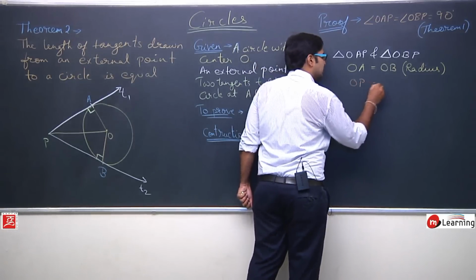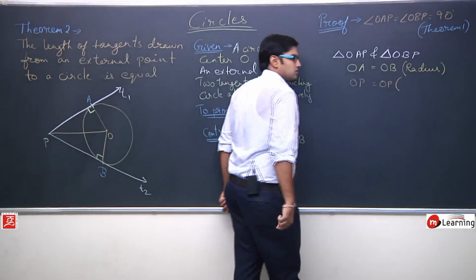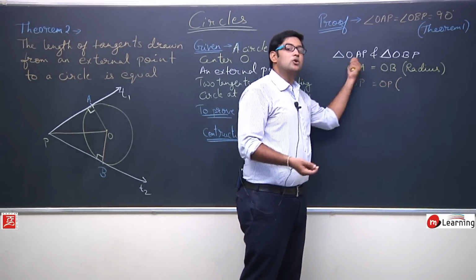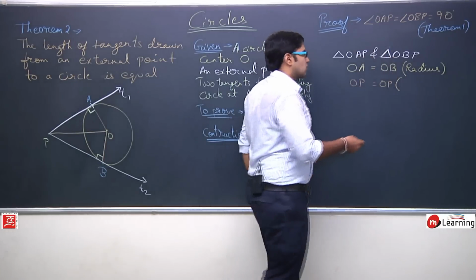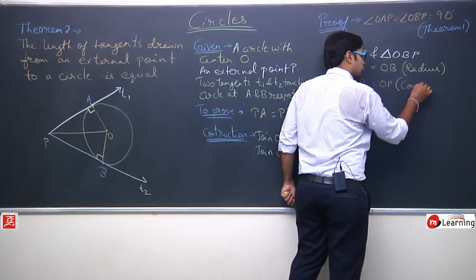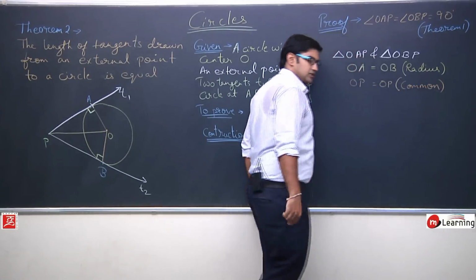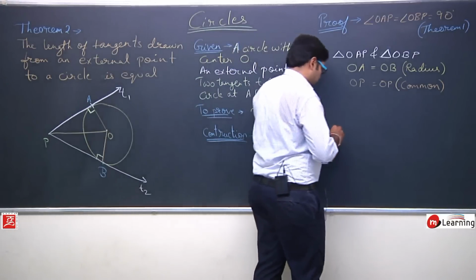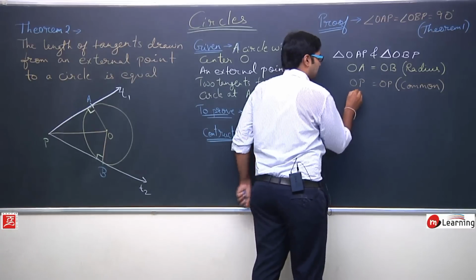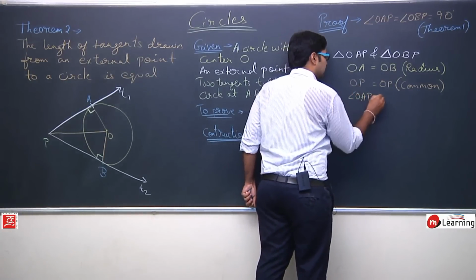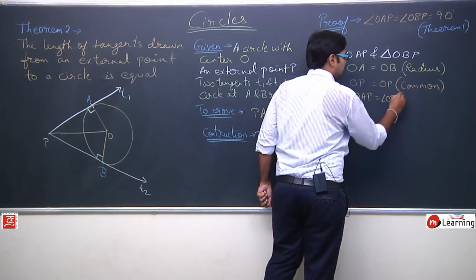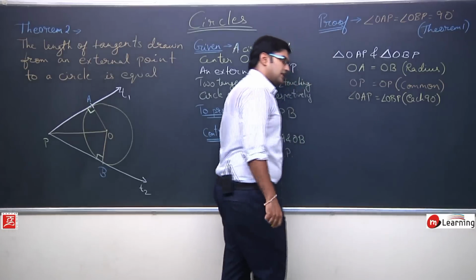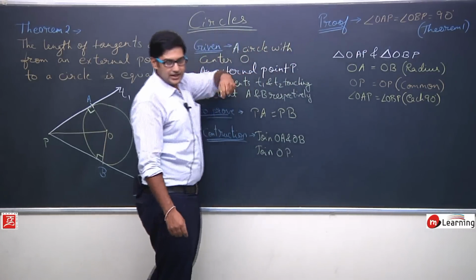Similarly, OP is equal to OP. What is this? OP is equal to OP. OP is common in both the triangles, so definitely it is equal. Okay, then the third thing: you have angle OAP is equal to angle OBP, each 90 degrees. Both the angles are equal because each is 90 degrees. This is what we have written, each 90 degrees.